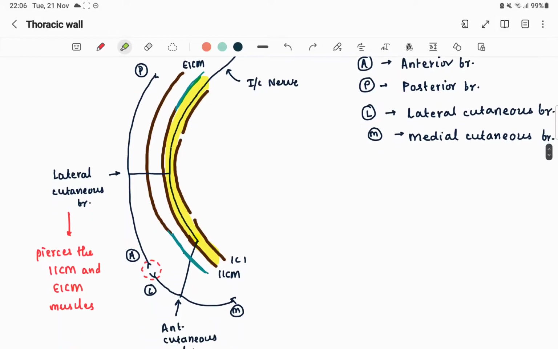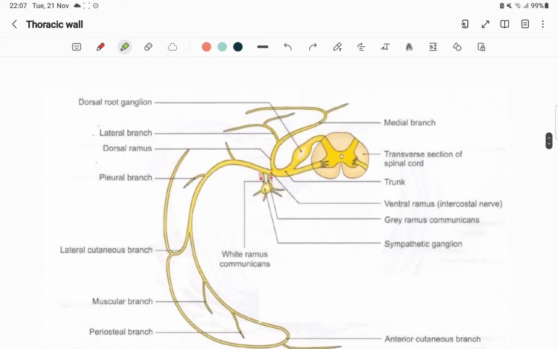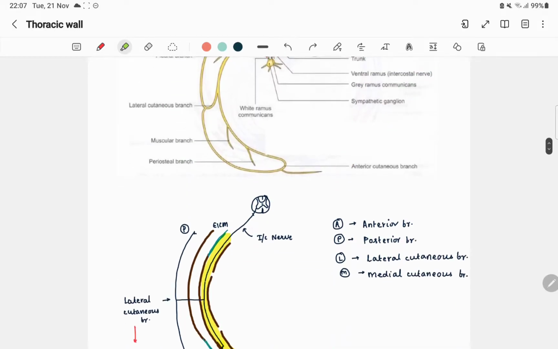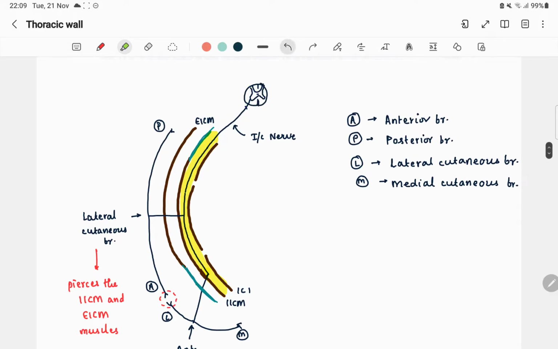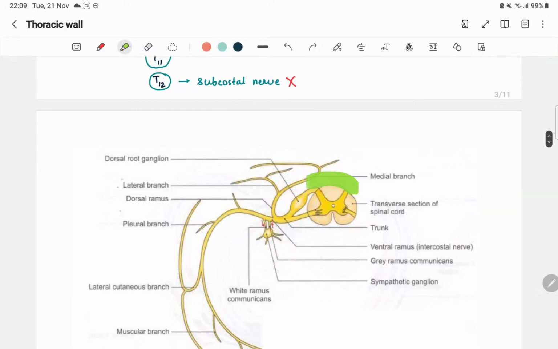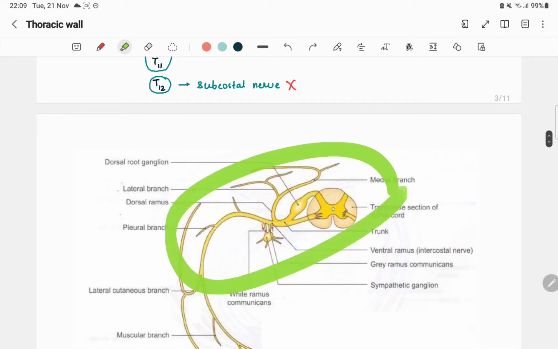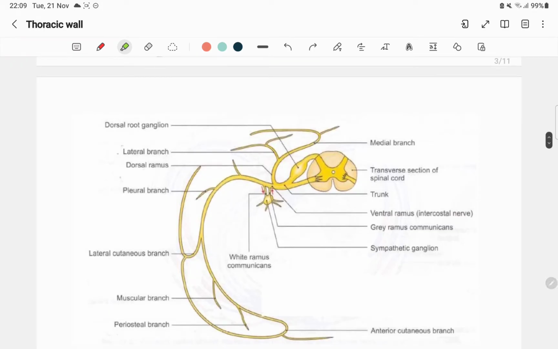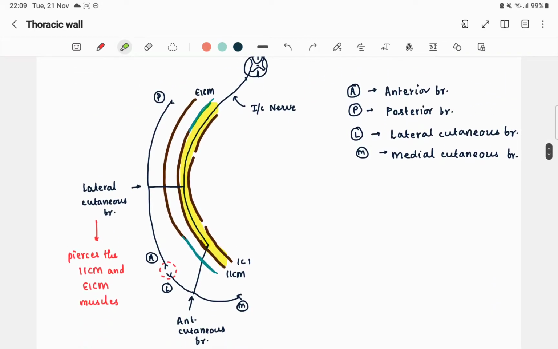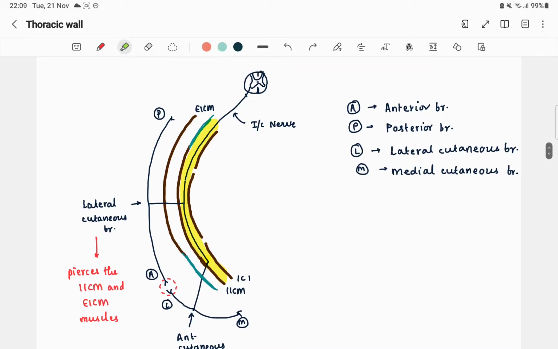Let's talk about the course of a typical intercostal nerve and how it is going. This diagram is present in your books, and let's talk about it in a schematic manner. Talking about the course, a typical intercostal nerve arises from the spinal cord. This is the transverse section of the spinal cord from which it arises from this trunk part, and here it is a little bit complex, so I am not going into details about the dorsal root ganglion and how it is connected to this part where the lateral branch and the dorsal ramus give rise to your typical intercostal nerve, and how the pleural branches are going. I am not going into detail. Let's talk in a very simplified manner so you can understand better.